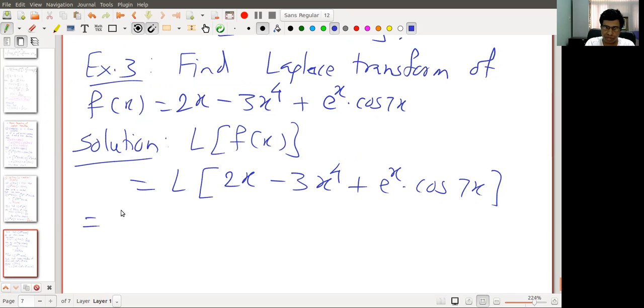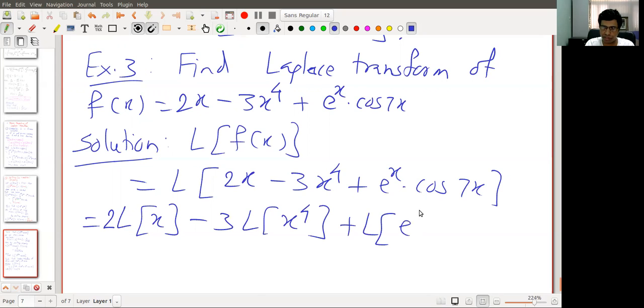Okay, and we have three functions. So this is nothing but Laplace transform of 2x, it is nothing but 2 into Laplace transform of x minus 3 into Laplace transform of x raised to 4 plus Laplace transform of e raised to x into cos 7x. Here we used linearity property.